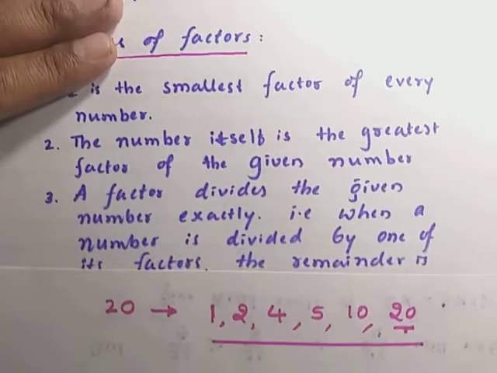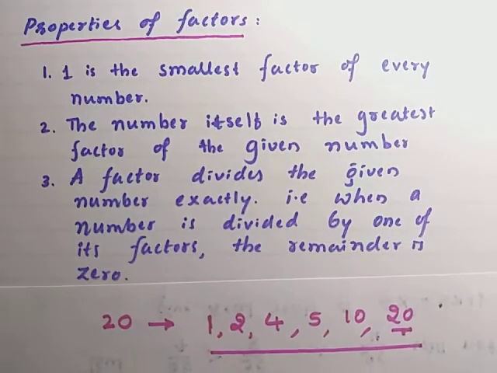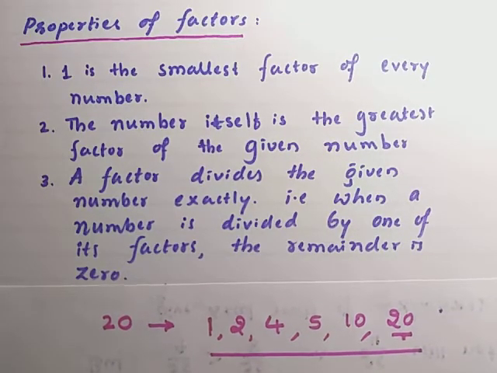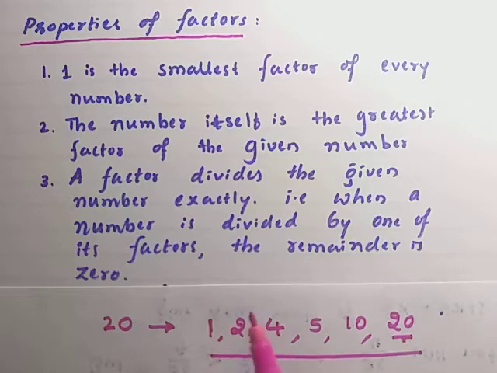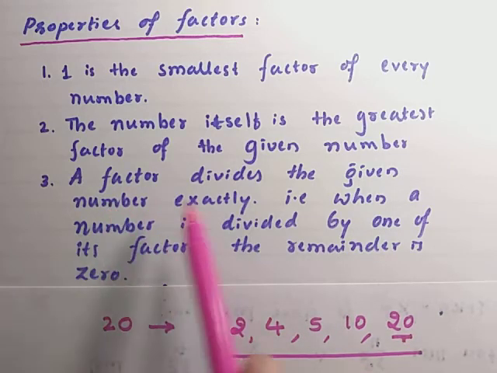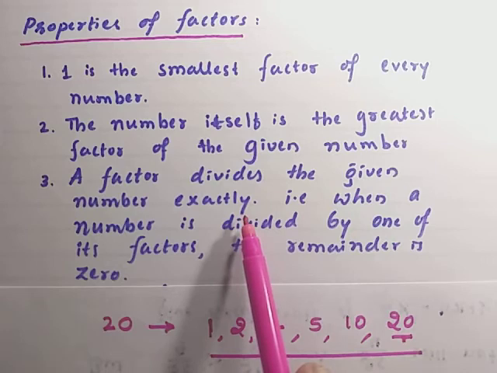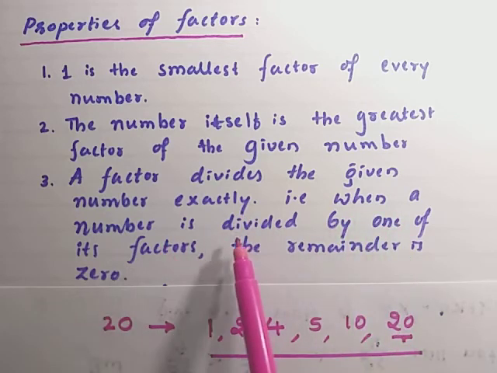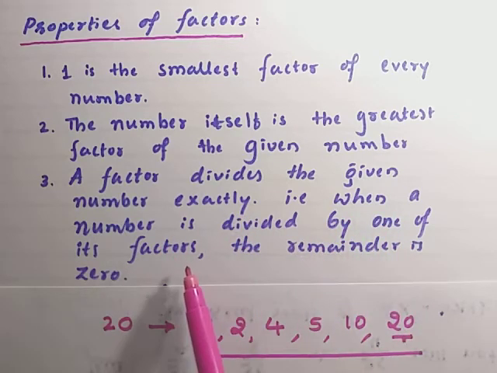And a factor divides. This is a very important property of a factor. A factor divides the given number exactly. That is, when a number is divided by one of its factors, then the remainder is 0.